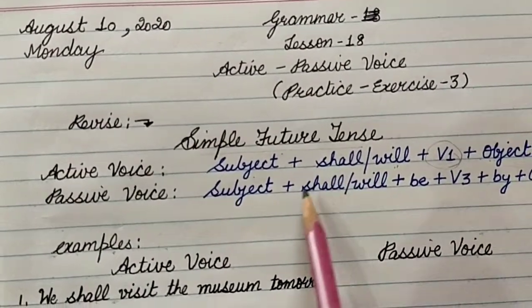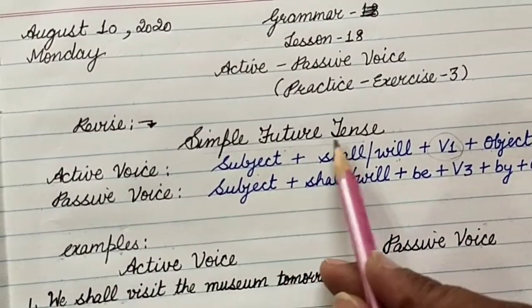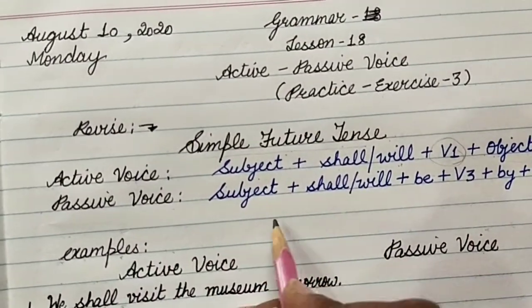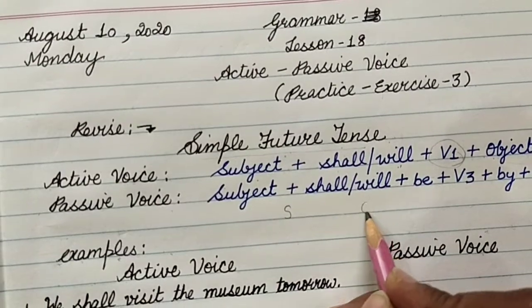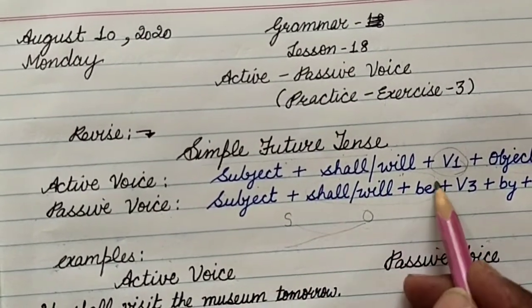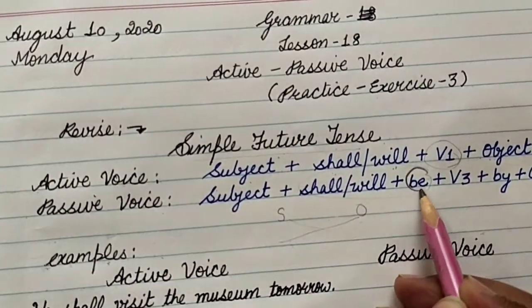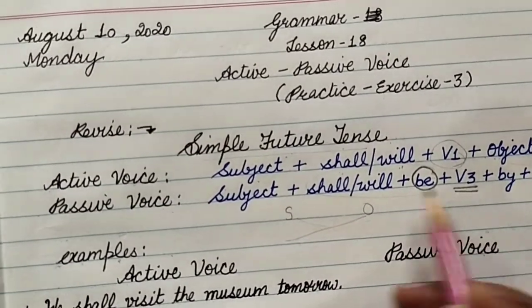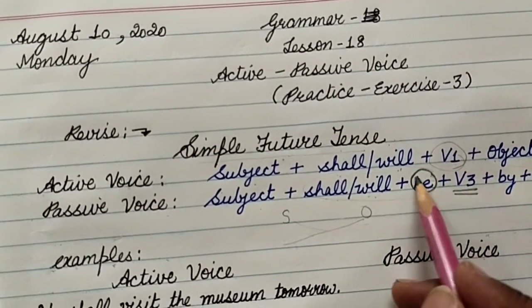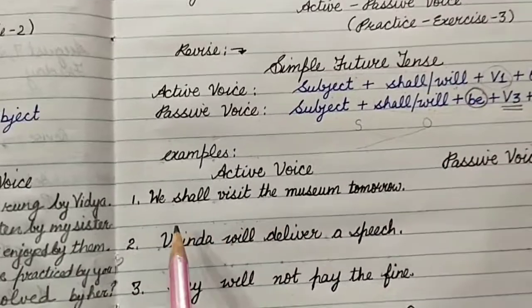Right? Now, if a sentence is in such a structure, that is simple future tense, then how to change it into passive? Of course, the subject and object interchange, right? And what is the condition of the verb? The verb remains like shall and will, but there is be plus third form of verb. So according to the subject, you will put shall or will, then be, and then third form of verb. Let's explain the same thing through an example.